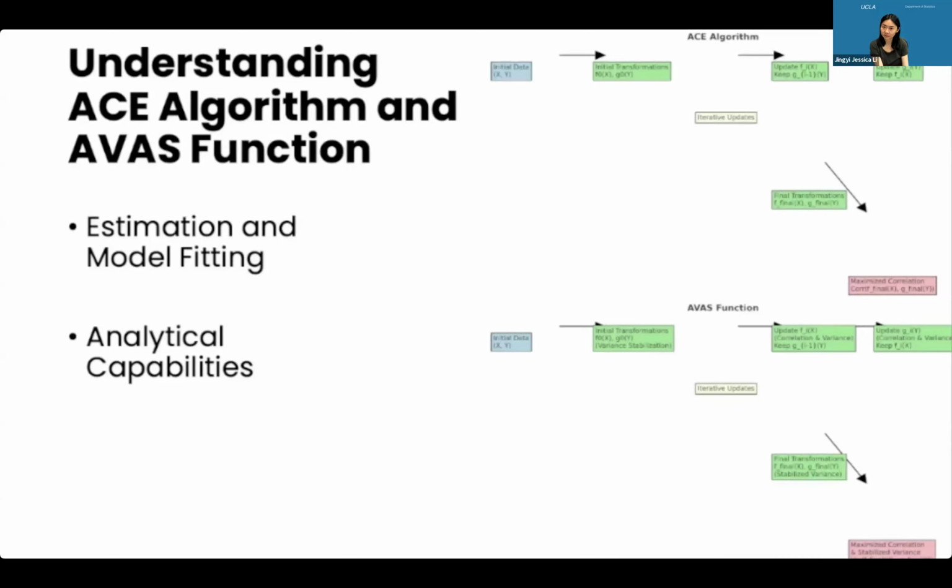However, the AVAS function, additive and variance stabilizing function, extends this ACE algorithm by also seeking transformations that stabilize the variance of residuals, addressing heteroscedasticity. It iteratively updates transformations to both enhance correlation and achieve homoscedasticity, improving model reliability and interpretation.